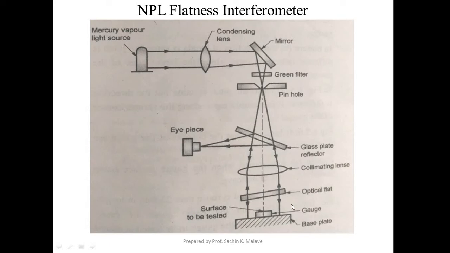This is the optical flat. This is the base plate, and this is the surface to be tested. So here we want to check our objective. Our objective is to check the nature of this surface. Whatever gauge is there, we want to check whether the top surface of the gauge is perfectly flat or not with respect to the bottom of that gauge plate. So that is our objective.